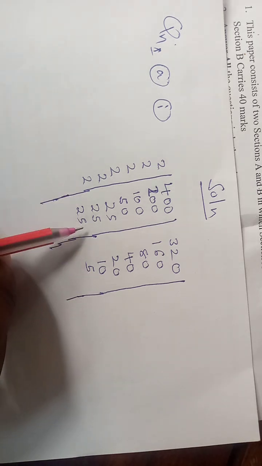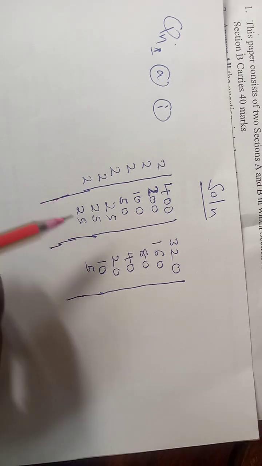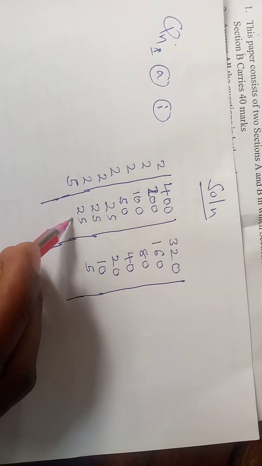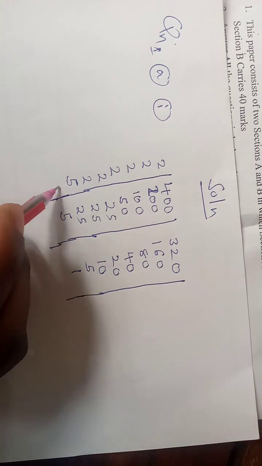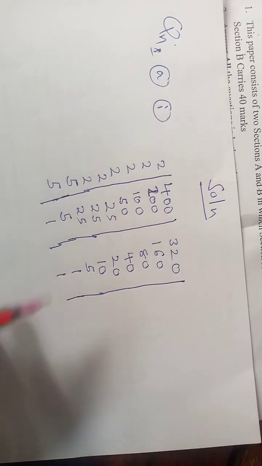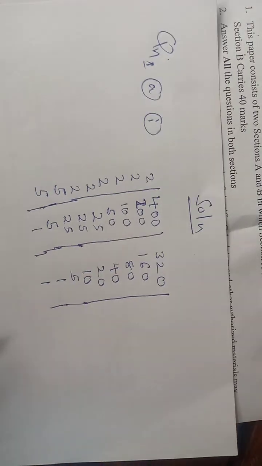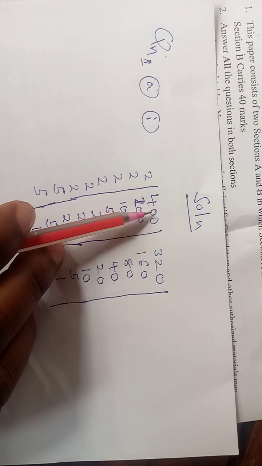Let us go to 3. By 3, no. By 5, yes, we can divide by 5. By 5, here it is 5, here it is 1. By 5 again, it is 1 and 1. Okay, because we are finding GCF, we're going to find those factors which are able to divide both numbers.